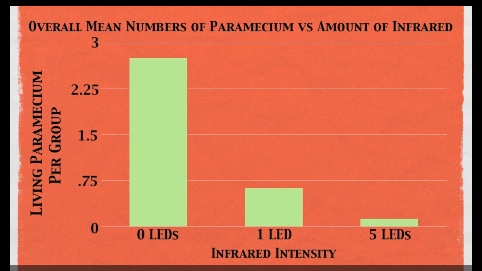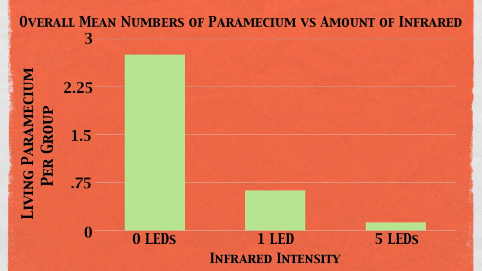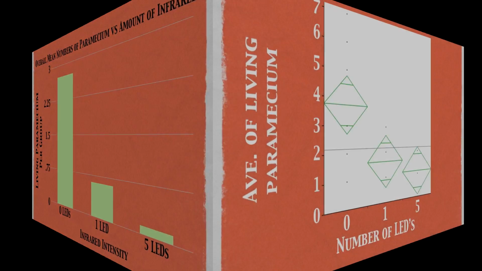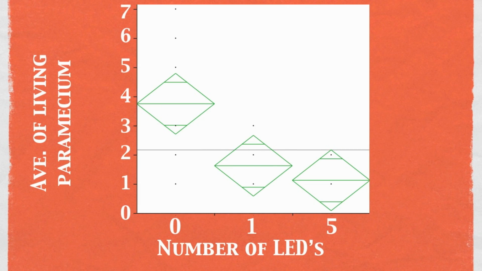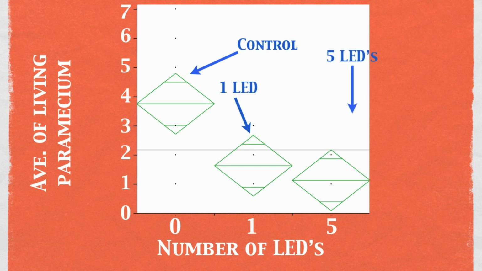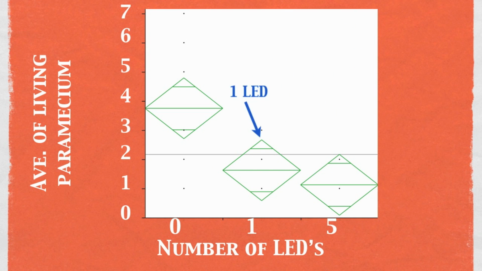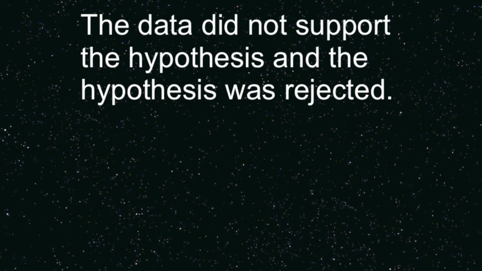When you look at this graph of the mean average of surviving paramecium, the control group, 0 LEDs, looks dramatically different from 1 and 5. Is this because of the scale of the graph? We use the ANOVA statistical method. Our control is statistically different from 1 and 5 LEDs, but 1 LED is not statistically different from 5 LEDs, which means they are just as effective. The data did not support the hypothesis, and the hypothesis was rejected.